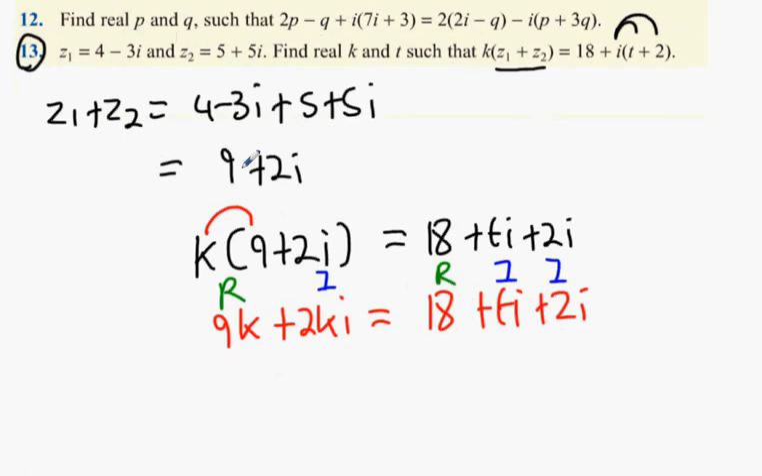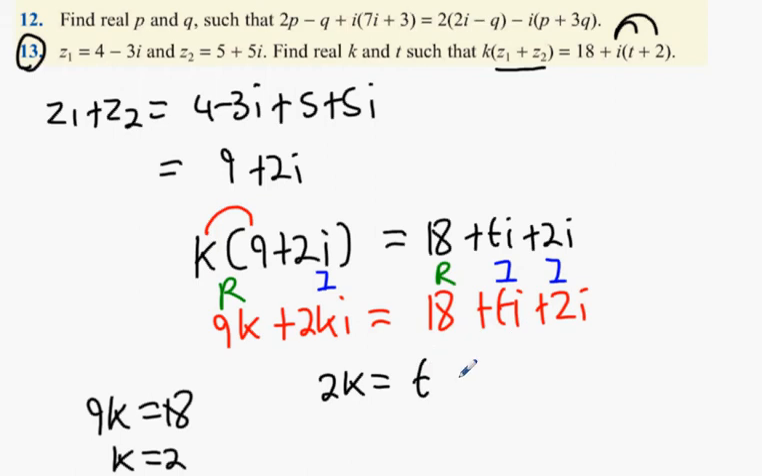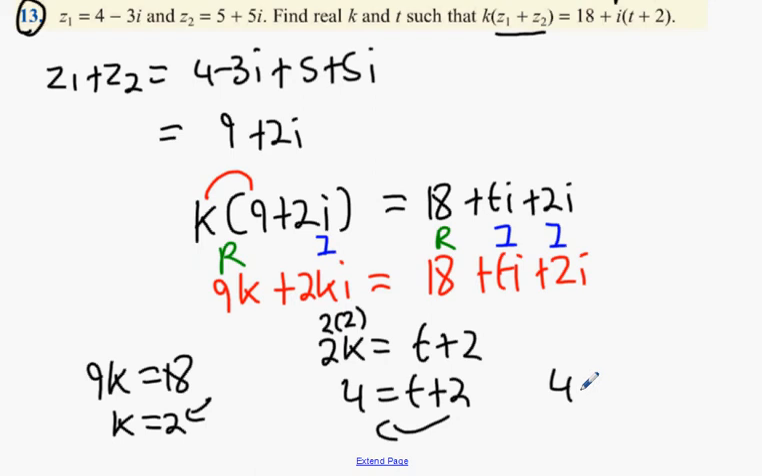So what did you say there? 9k equals 18, k equals 2. 2k equals t plus 2. What is k again? k is 2. So 2 times 2, 4 equals t plus 2. What's t? Bring the 2 over to the other side. 4 minus 2 equals t. 2 equals t. So look, apart from putting in the z1 and z2, it's actually not that bad.